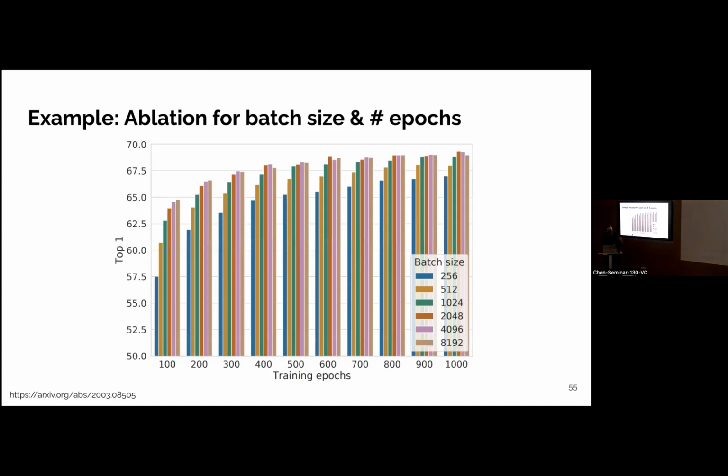Okay, and here's another ablation example from the same paper. I know it's a lot of bars, but every cluster of bars here is a duration of training. So on the x-axis, it's the number of training epochs, and within a cluster of bars, each bar is a different batch size. For their method, batch size mattered a lot. For your methods, it mostly won't. But this is another example of a pretty thorough ablation study about the relationship between how long you train and how big your batch size is.